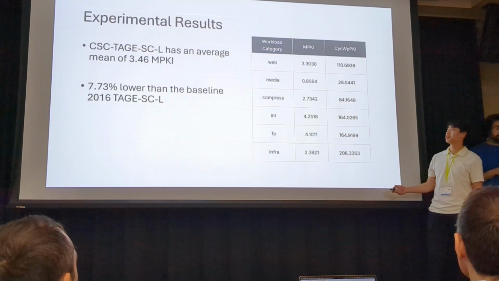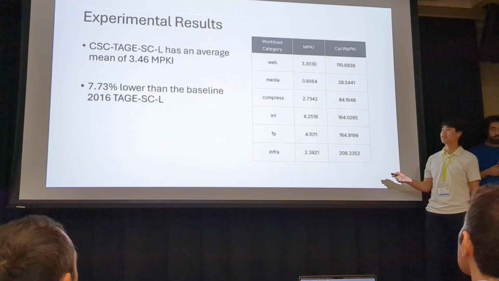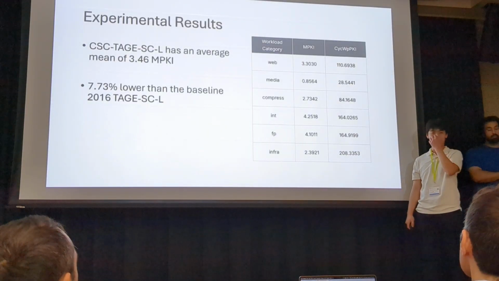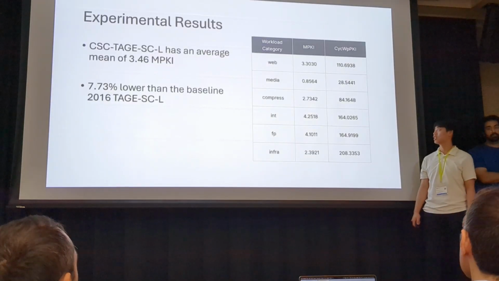Finally, here are our results. Our predictor has an average MPKI of 3.46, which is 7.73% lower than the CBP2016.